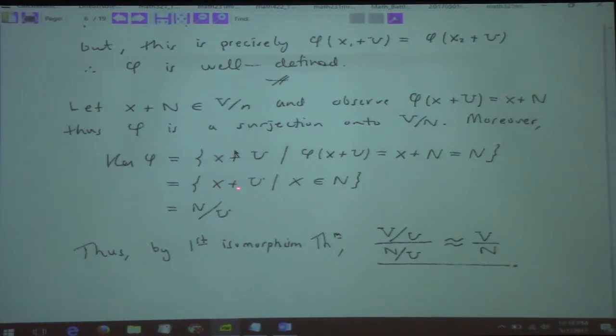Well, x is in n, right? So we're looking at the cosets with representatives from n mod u. That's n mod u. So the first isomorphism theorem says that the domain of the map mod its kernel is isomorphic to its range. In this case, the range is the codomain, and there you have it. That's the first isomorphism theorem, which is, roughly speaking, that you can cancel fractions in terms of linear algebra notation.